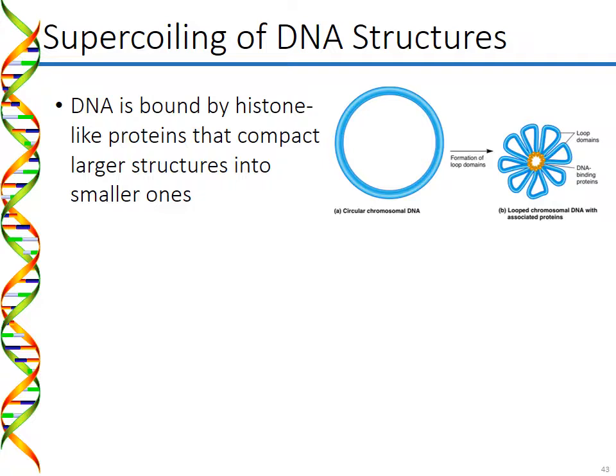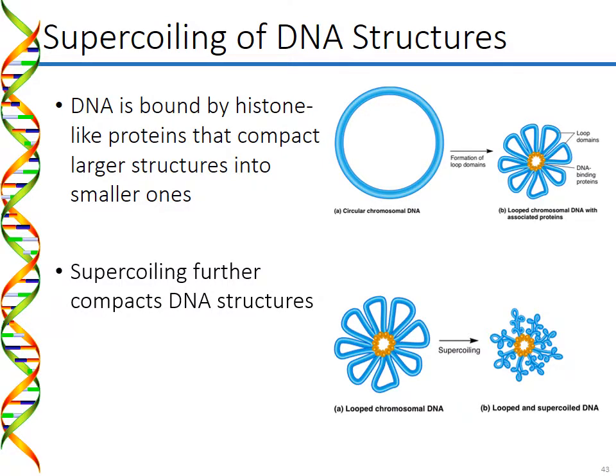So we see here in the diagram circular chromosomal DNA. There are DNA binding proteins, such as histones and histone-like proteins, that will bind to the DNA and create these loop domains, and that helps sort of compress the overall structure of the DNA into a more compact structure. And then supercoiling will even further compact those DNA structures.